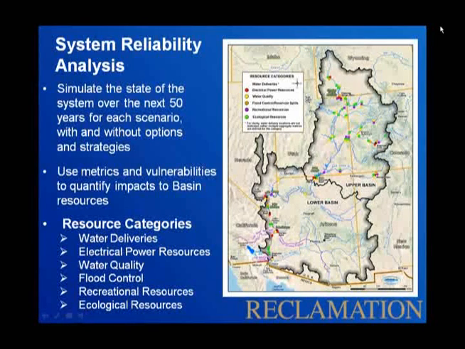So we simulated the state of the system for the next 50 years for all scenarios, both with and without options and strategies, and then used metrics for 6 different resource categories to quantify the effects to those different resources. And so we looked at water deliveries, electrical power, water quality, flood control, recreational, and ecological resources, and developed metrics for each one of those resource categories. And so this map on the right shows all of the different locations that we had a metric, and the different colors indicate all the different resource categories, both in the upper and lower basins.